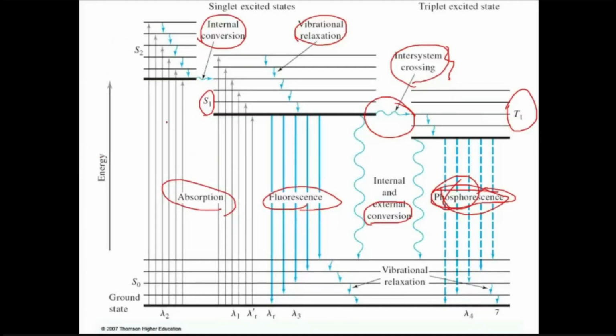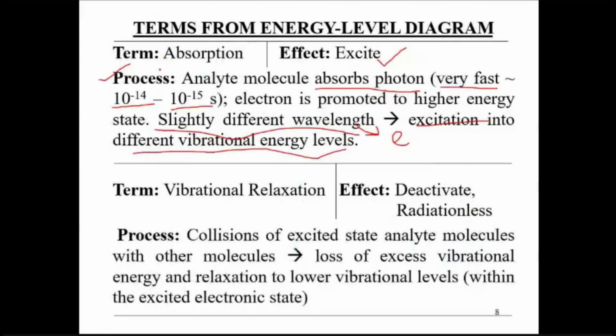What we are talking about is, see, suppose this is the wavelength lambda 2. When it is absorbed, the molecule enters this vibrational level. If you change the wavelength slightly, here or here, it will correspondingly change the vibrational energy state into which it is getting transferred. I hope you understood this first term, absorption. Next term is vibrational relaxation.